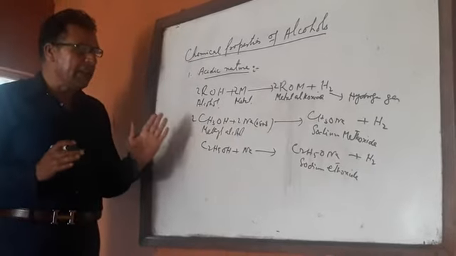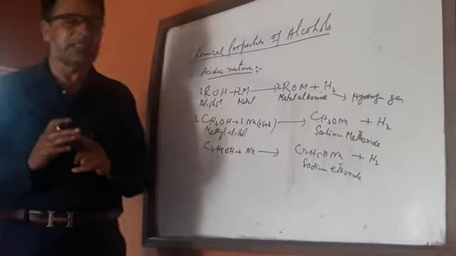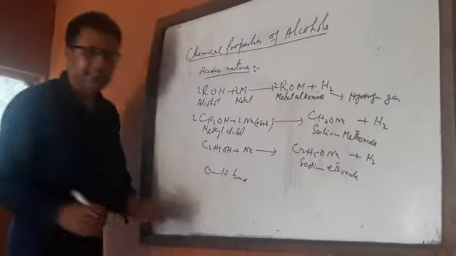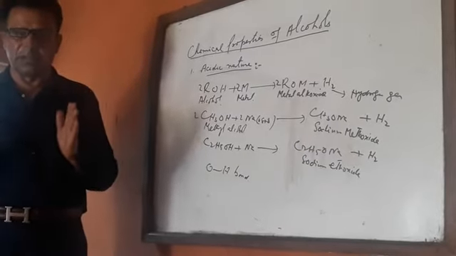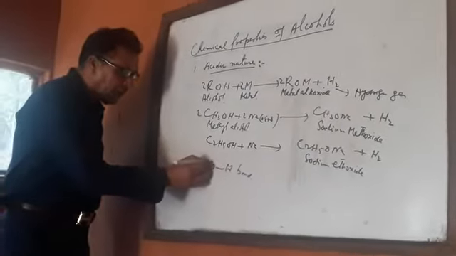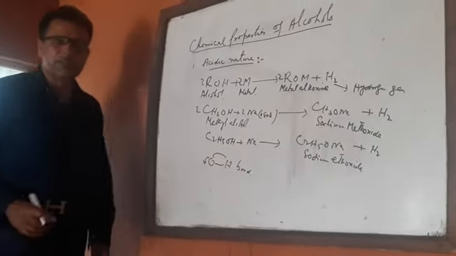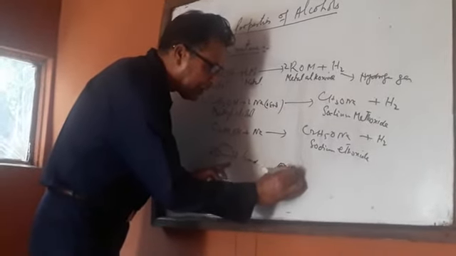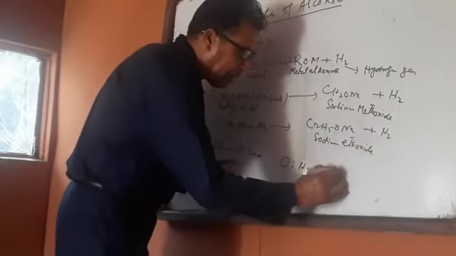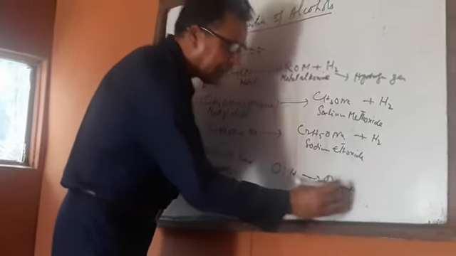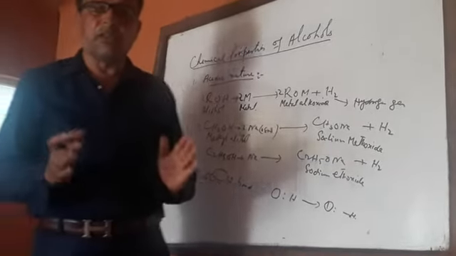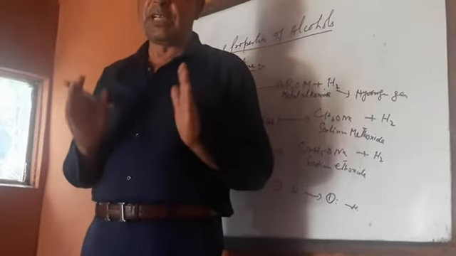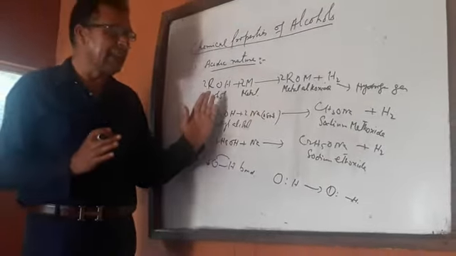The acidic nature of alcohols is due to the presence of the OH bond. We know that oxygen is more electronegative than hydrogen. Therefore, the shared pair of electrons is drawn more towards the oxygen. As a result, the bond between oxygen and hydrogen becomes weak, and hydrogen is released as a proton, which shows that alcohols are acidic in nature.